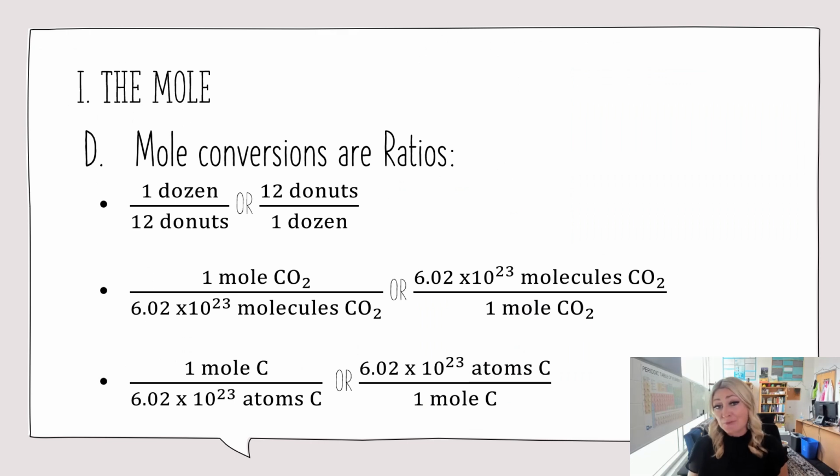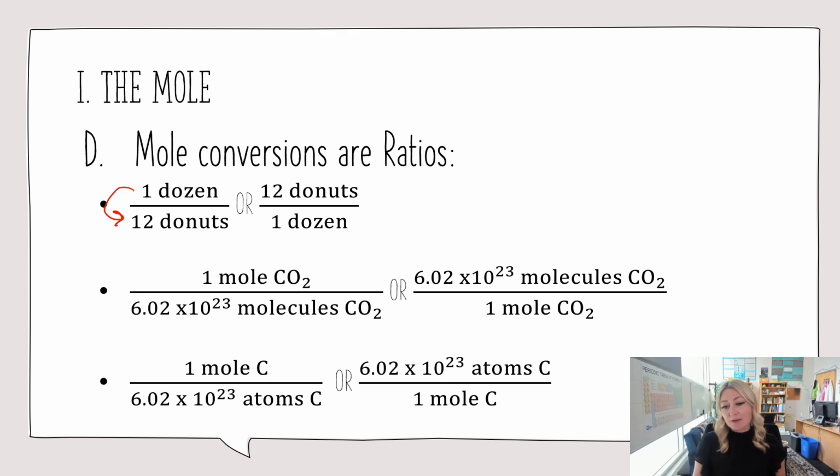Moles are incredibly useful for us because we can use them as conversion factors. Moles are, in essence, ratios. So let's go back to our donut example. If I were to talk about a dozen donuts, you know that that means 12 individual donuts. That is a conversion factor. That's a ratio. Every dozen of something has 12 individual units of it. That ratio can also be flipped around depending on what unit I'm looking to cancel or what unit I'm looking to find.